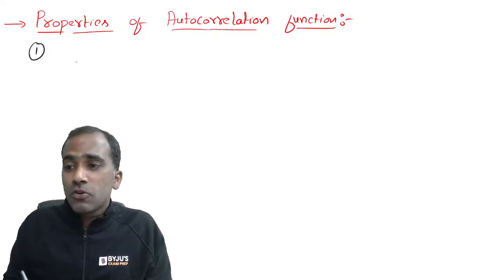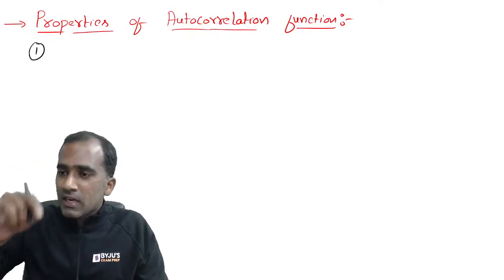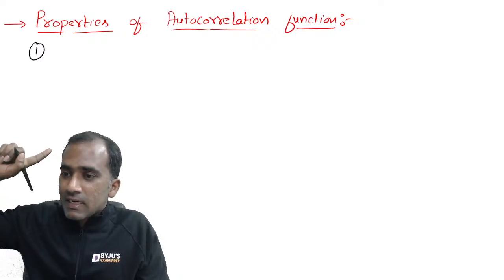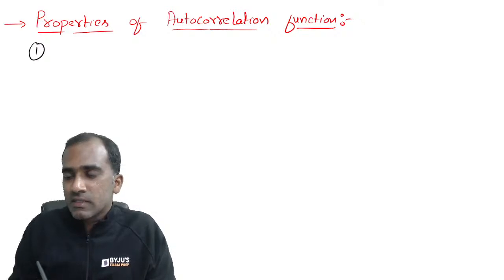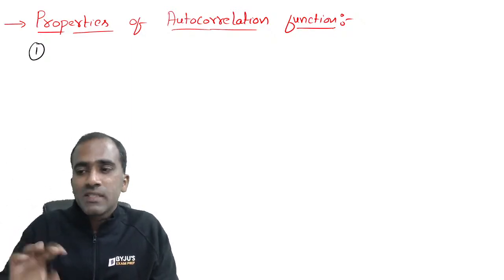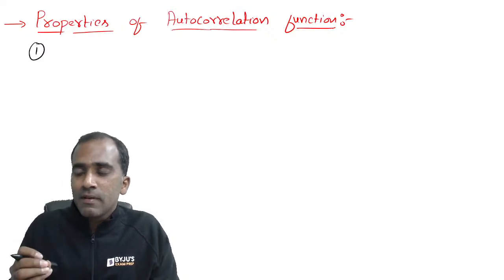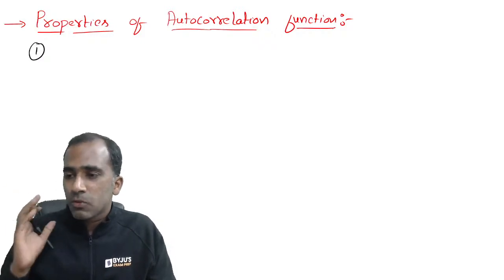So, properties of the autocorrelation function. First property: the autocorrelation function we have learned in random processes, and the autocorrelation function that we have learned in signals and systems, which is about the autocorrelation function of deterministic signals. For both of them, the properties are the same. The two properties that we are talking about will be the same whether you are talking about the autocorrelation function of a random signal or a deterministic signal. For both cases, it is the same.